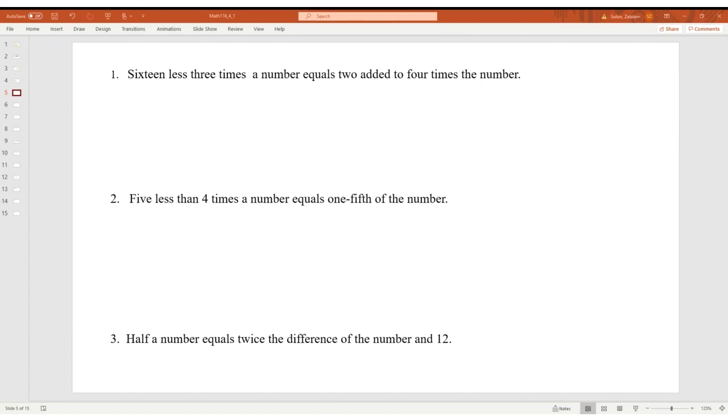So 16 less than 3 times a number equals 2 added to 4 times a number. And number 2 says 5 less than 4 times a number equal 1/5 of a number. And the last one says half a number equals twice the difference of a number and 12.